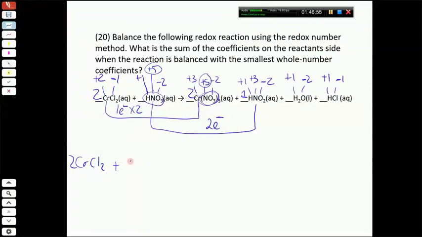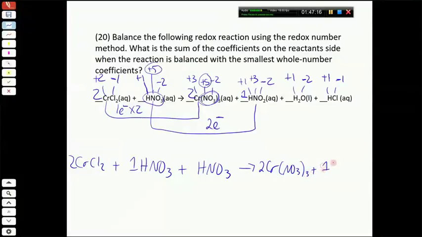We have 1 HNO3 that we need to balance the electron transfer part. And then we're going to have a second pool of HNO3 that we're going to use to balance the atoms by inspection. And then on the product side, we saw that there's going to be a coefficient of 2 in front of chromium nitrate, which we won't change now because the number of electrons are balanced. A coefficient of 1 in front of HNO2. And then we have HCl and water, which we have to balance by inspection. All right, so those are the reactants and products.